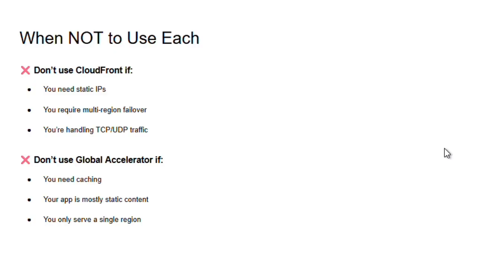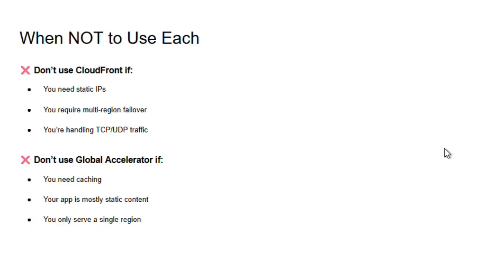When not to use each. Don't use CloudFront if you need static IPs, you require multi-region failover, or you are handling TCP or UDP traffic. Don't use Global Accelerator if you need caching, your app is mostly static content, or you only serve a single region.